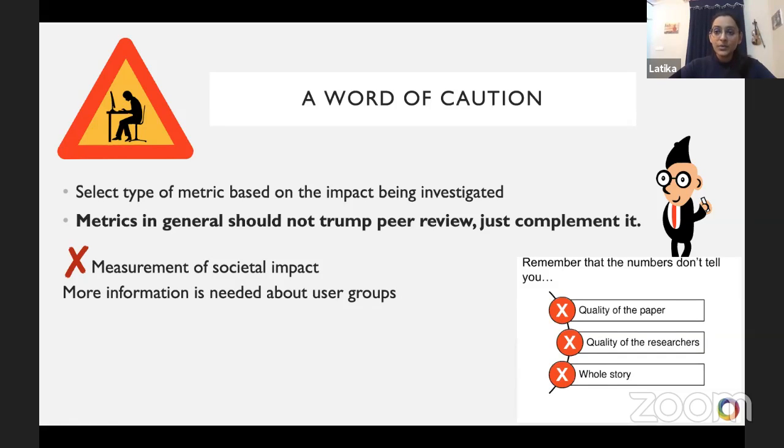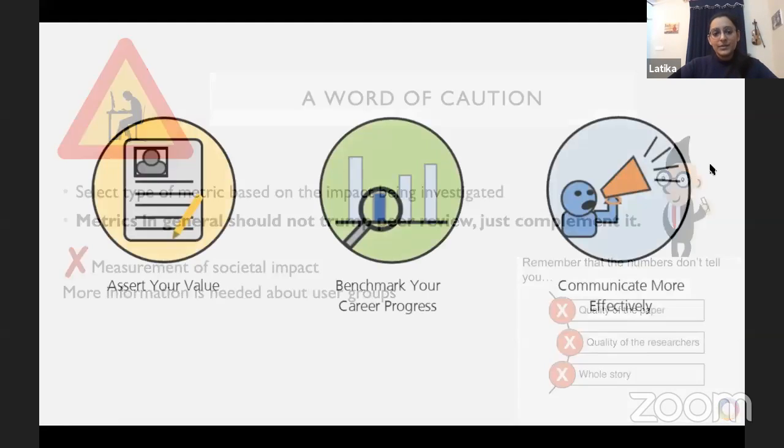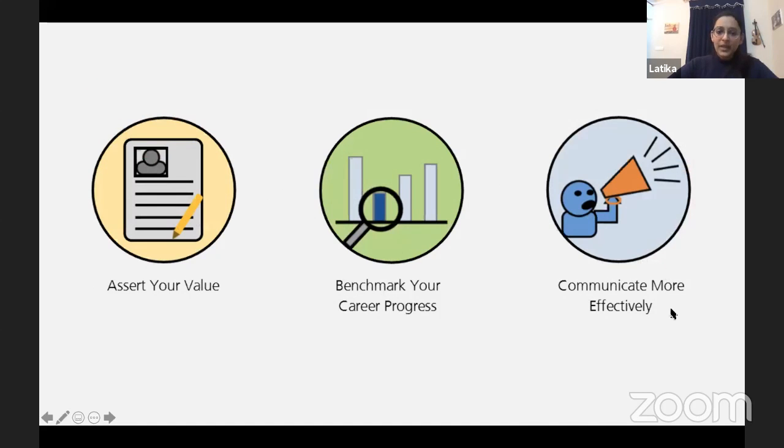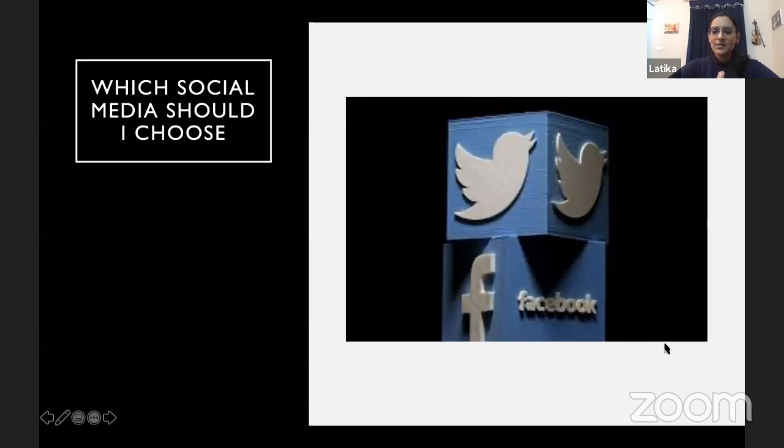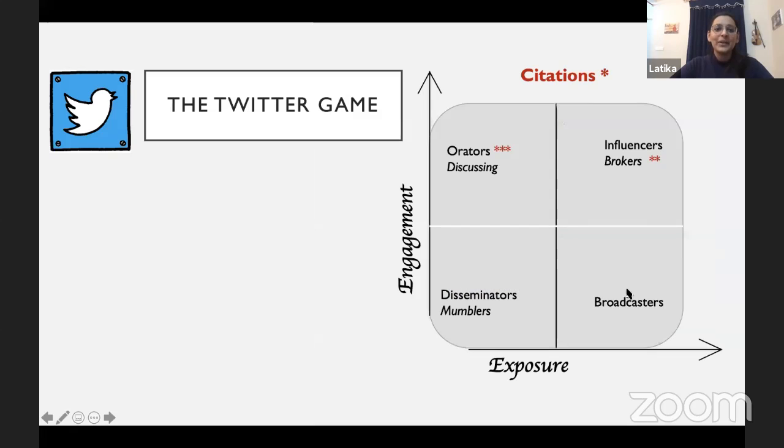You need to go deeper into it and organize your thoughts and analyze what you want to make out of it. Apart from that, social media is useful not only to assert your value and to benchmark your career progress, and this is mainly for researcher profiles, you can also use it to communicate more effectively. So if you were to ask me, okay, I'm not a social media person, please tell me just one social media platform that I should use, I don't want to be on social media, I'd say that I'd put my money on Twitter. It's really big in academia these days.